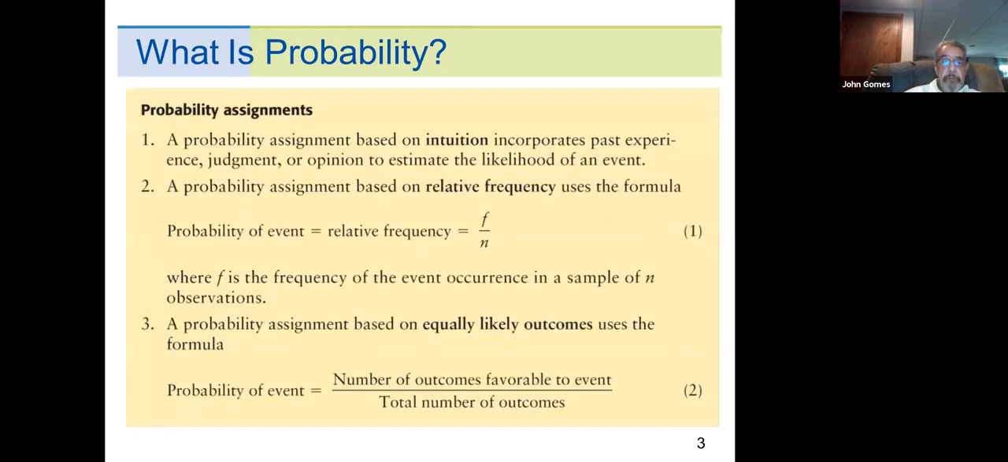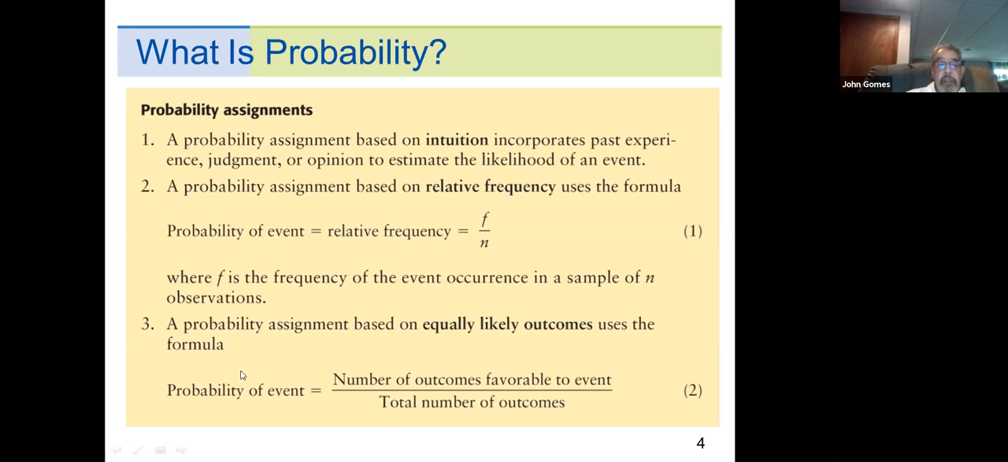Between 0 and 1. There are three ways of assigning probability. First way is by intuition. You know, we talk about women's intuition, whatever. I've got a feeling that this is going to happen. I've got a feeling my ankle is bothering me, I think it's going to rain. Well, on an exam, I can't ask you anything to do with your intuition, because everybody has a different intuition, but that's a way of figuring out probabilities.